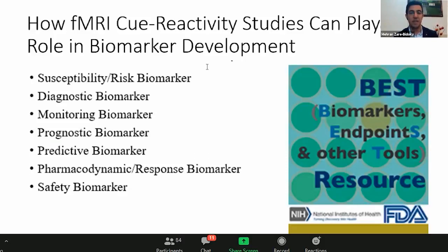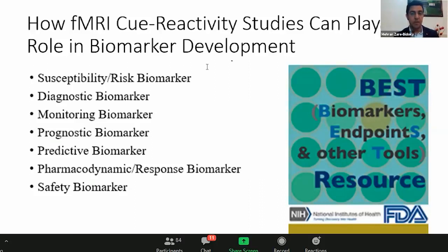Based on FDA definition, biomarker is a defined characteristic that is measured as an indicator of normal biological process, pathogenic process, or biological response to an exposure or intervention. There are 7 types of biomarker that FDA has proposed: susceptibility or risk, diagnostic, monitoring, prognostic, predictive, pharmacodynamic or response, and safety biomarker.